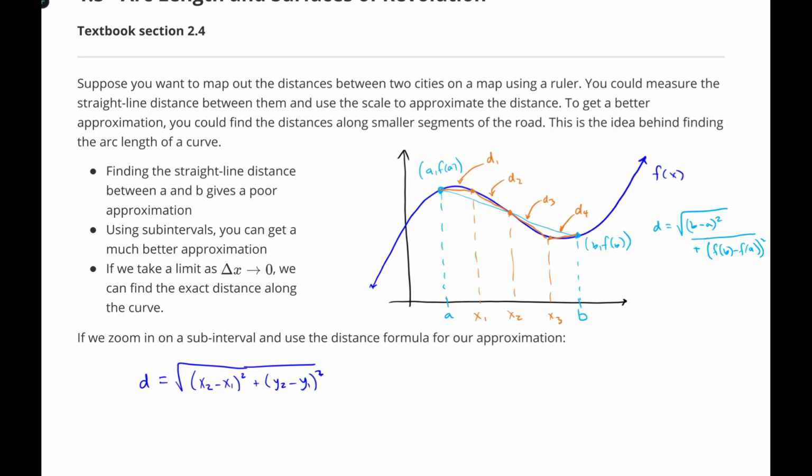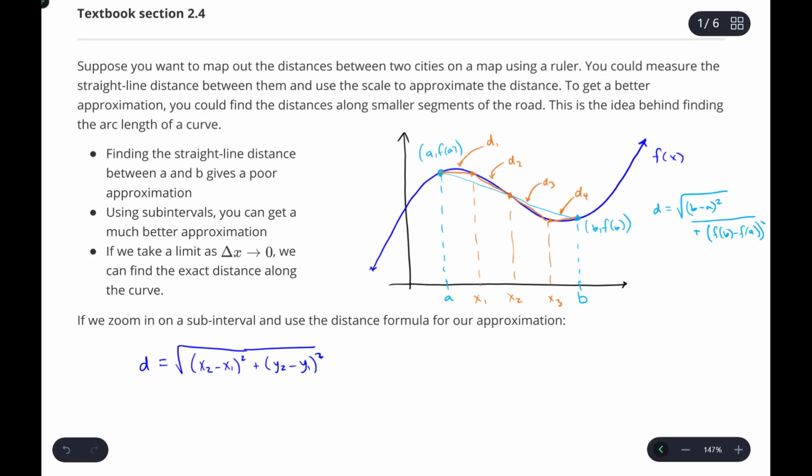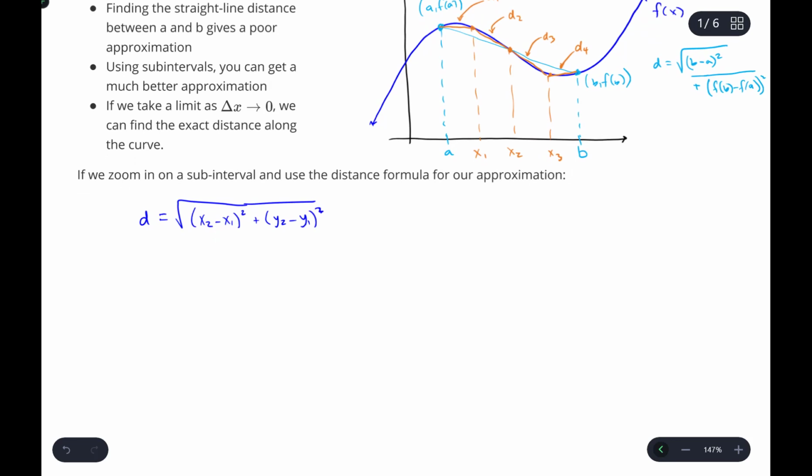Okay. Now, we also discussed saying that if we took a limit as the distance between these points goes to 0, we would actually get the exact distance along the curve. So let's work on something of that nature. To do that, it might be helpful to zoom in on a subinterval.